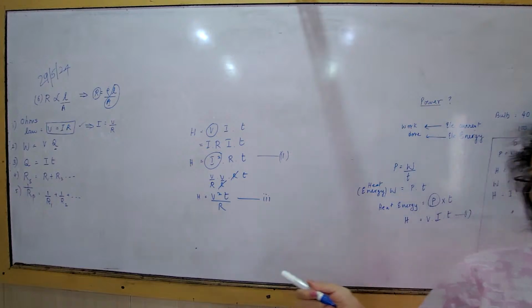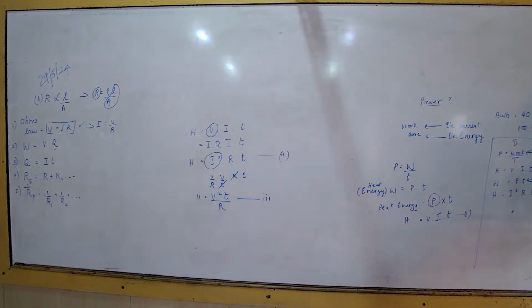So how many formulas have we learned today? We have already done 3 formulas. H is equal to I square RT, H is equal to V square T upon R, and the other one, of course, I have already written it. So this is your 1, 2, and that is your 3.